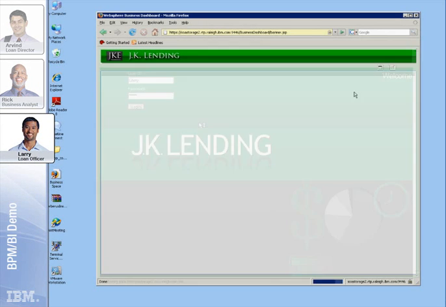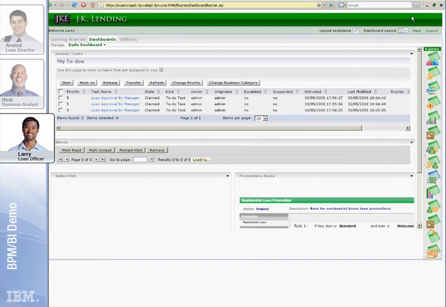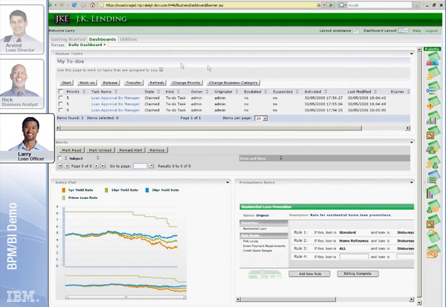Now we will follow Larry, a loan officer, as he logs into his business space. On his dashboard, he sees a list of loans that require his attention. Additional views on the dashboard show current mortgage rates and promotions. From his list, Larry selects a loan application and opens it to work on the approval.